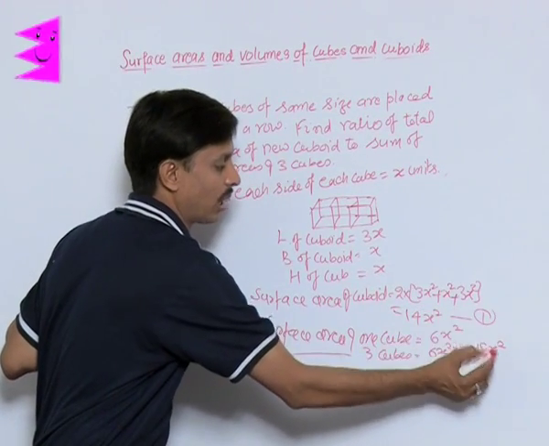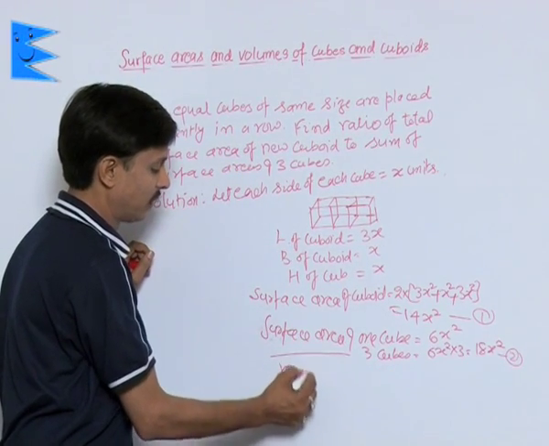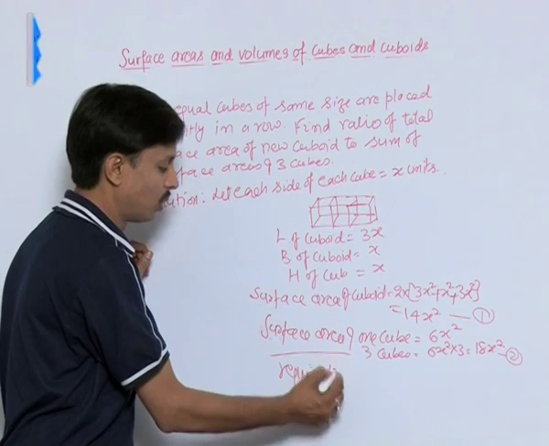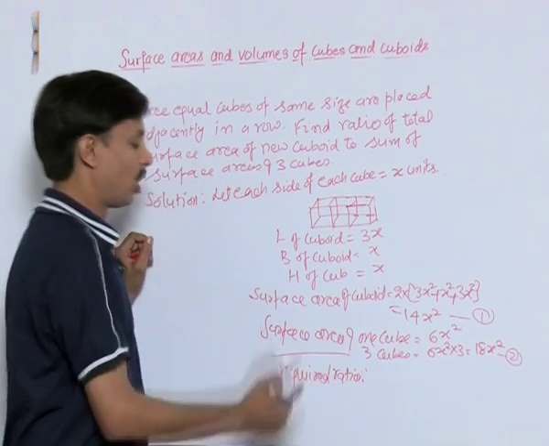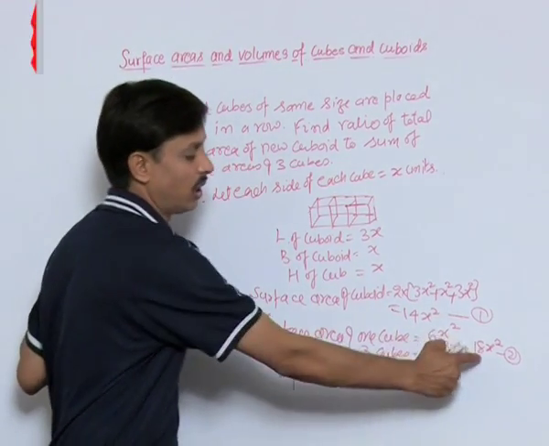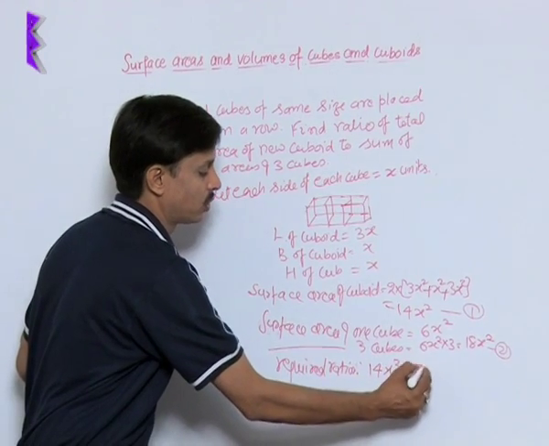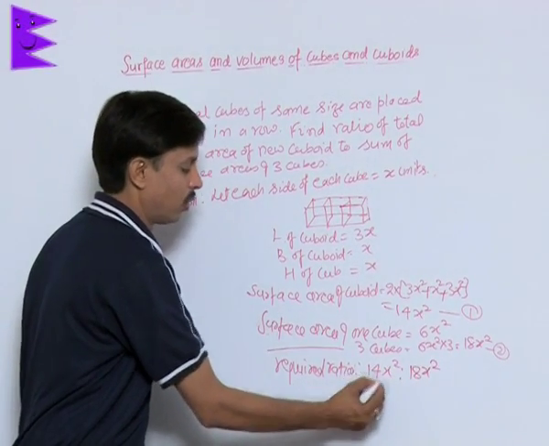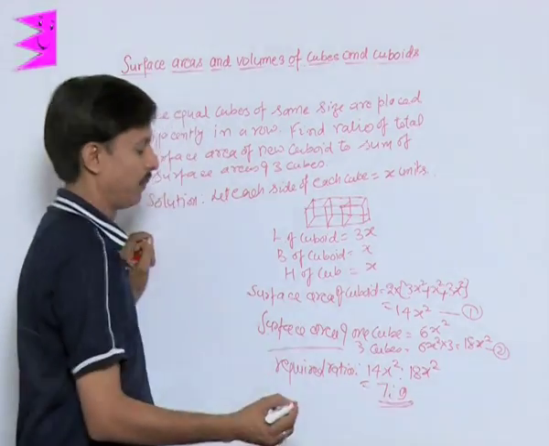Now we want to calculate these two ratios. So I will write here the required ratio of surface areas of the cuboid so formed to the surface area of three cubes is equal to 14x square is to 18x square. Its simplified form will be 7 is to 9.